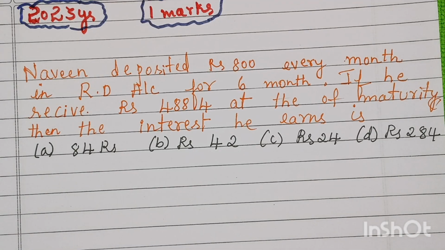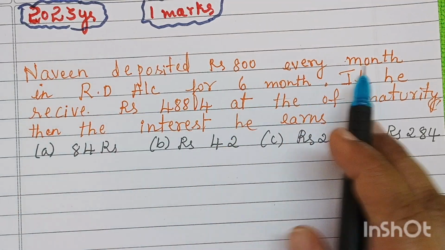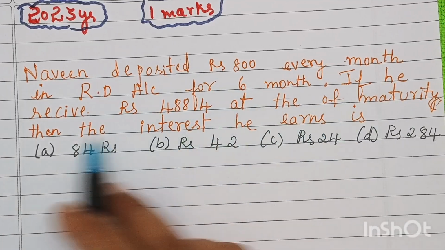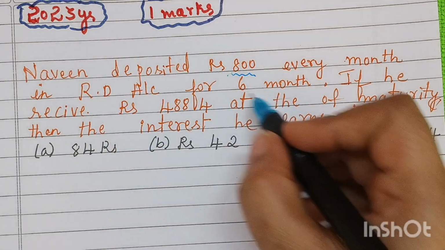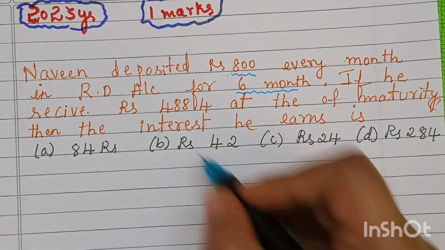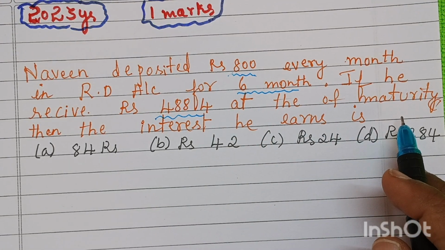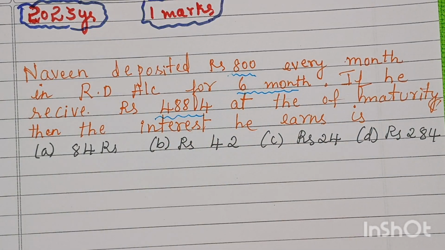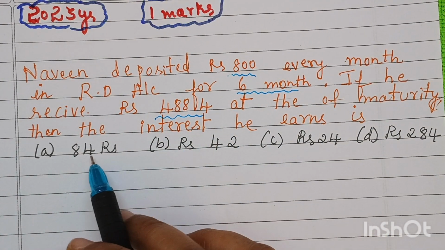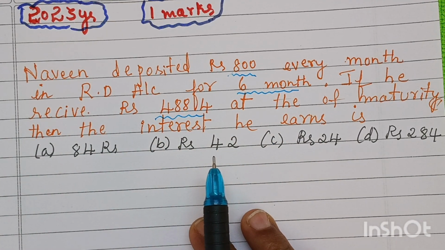So this is a 2020, 23 year 1 mark question. Naveen deposited rupees 800 every month in an RD account for 6 months. He received rupees 4884 at the maturity time. Maturity time means that is the maturity value. When maturity time is mentioned, that is the amount we get after the interest is added. Then find the interest he earns. Options are given. This is a 1 mark question, 2023.